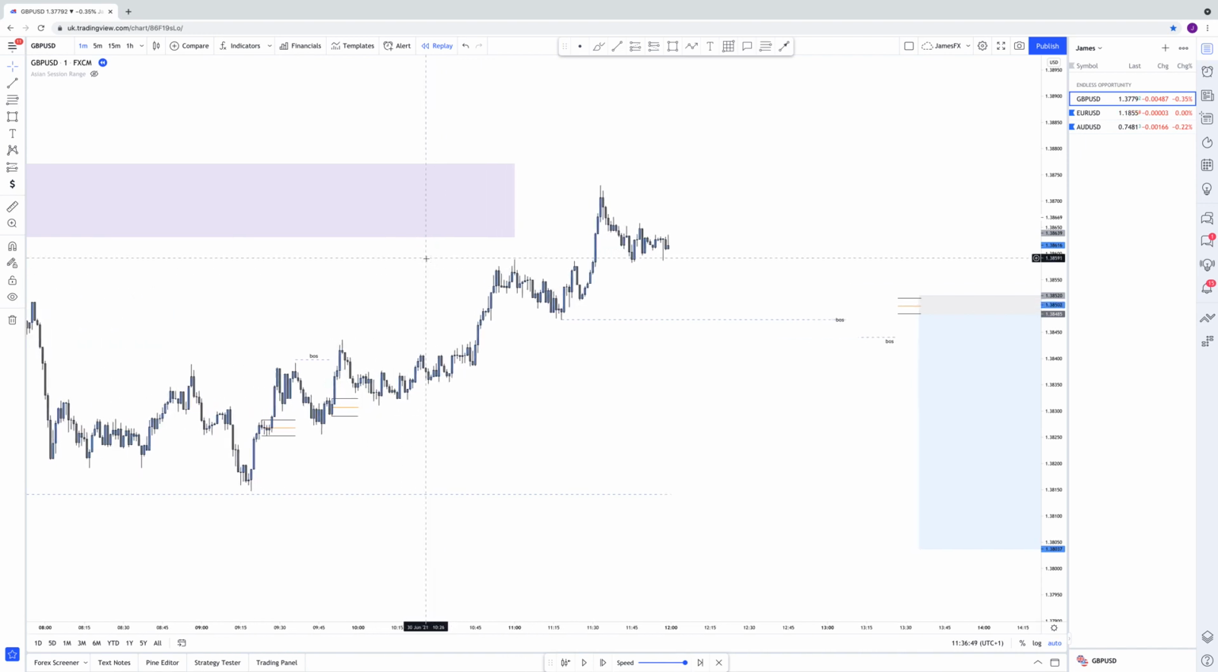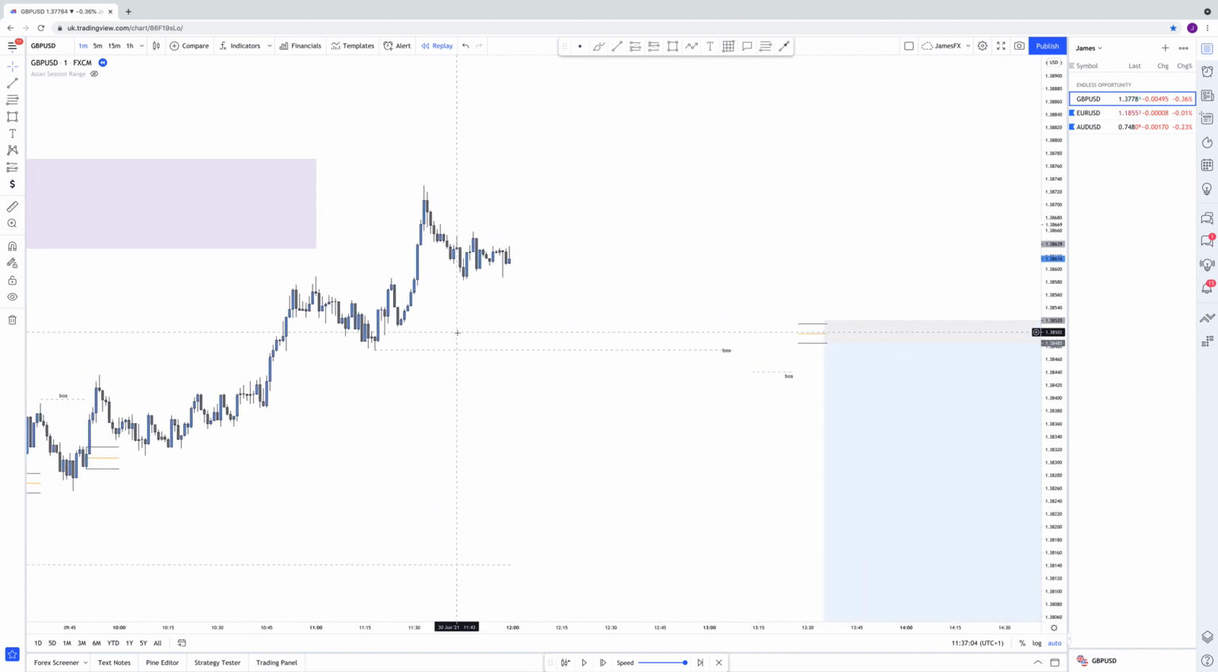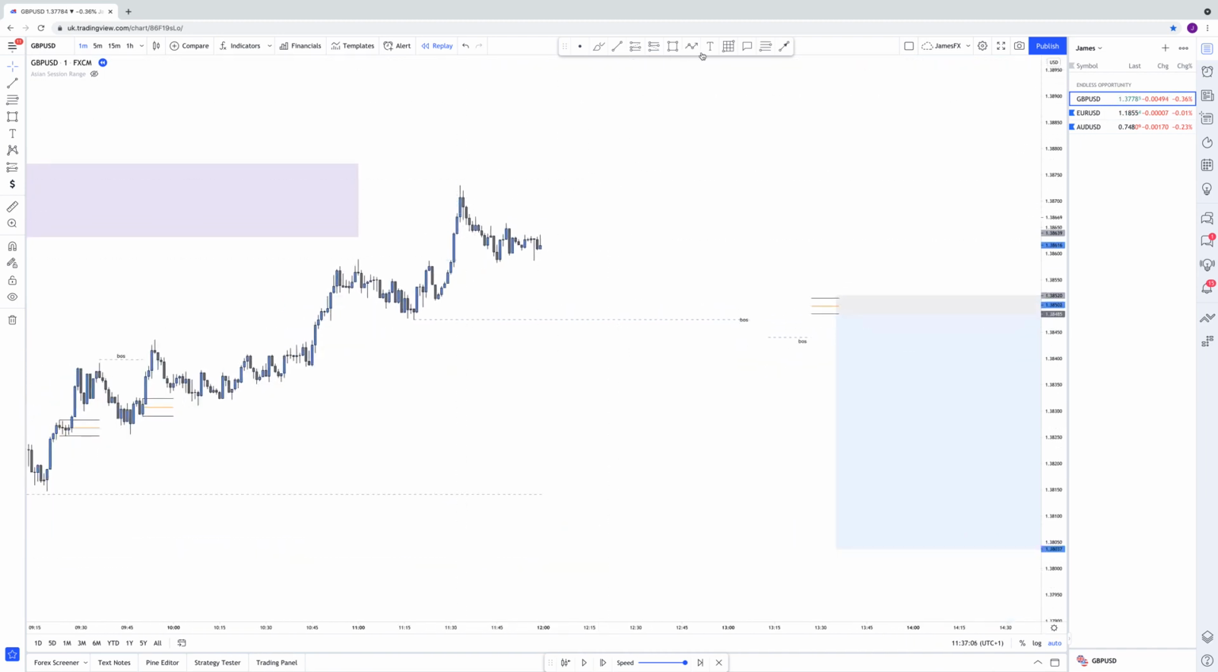Okay, so the next area would be here, but this isn't really it's a break of structure, but it's sort of more of an efficient break. We have a bit of imbalance here, but price doesn't come back to that area, and the next area would be here. So this is a break of structure.